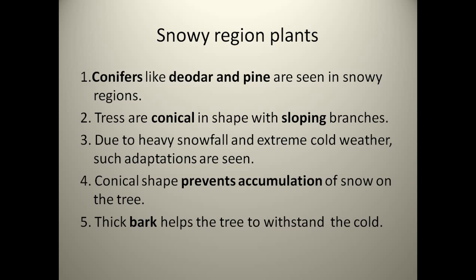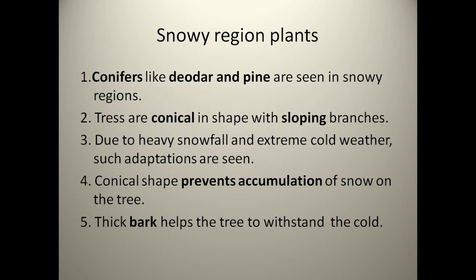So what will happen there? There will be accumulation of snow. So what is the shape of the plant? It is always conical. So there is no chance to accumulate anything on the tip of the plant, right? Trees are conical in shape with sloping branches. Every branch is sloping. Nothing is going to accumulate. Everything is going to fall down on the floor. Now, due to heavy snowfall and extreme cold weather, such adaptations are seen. So why these adaptations? Why are the plants sloping and pointed? This is called the adaptation. The adaptation by the plant is done so that it can survive in the snowfall region also.